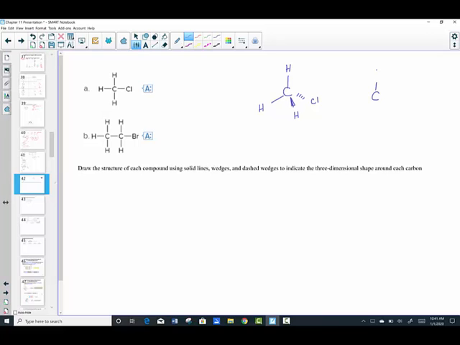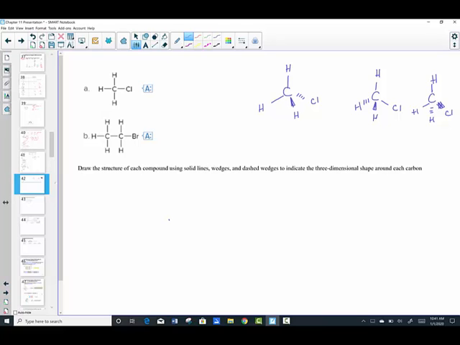It is absolutely fine to select any of these and make them dashes or wedges. There is no one correct answer. So I can make chlorine in the same plane. I can make chlorine turn into the wedge, or I can make it into the dash. They're all the same correct answer, and that's just spinning the molecule in space. You can spin that and view it from any angle and be correct.